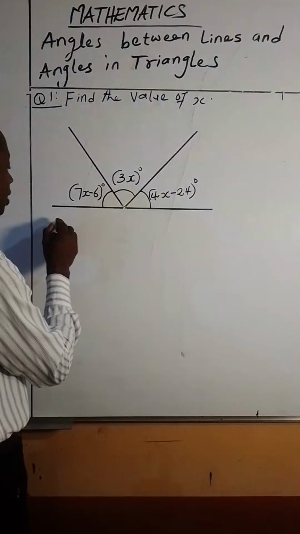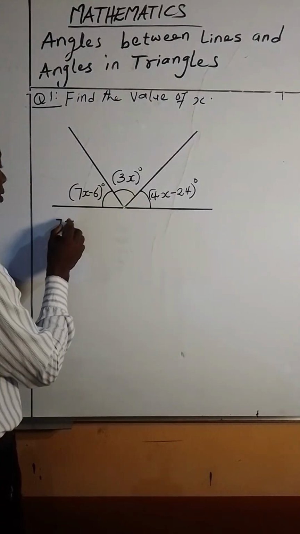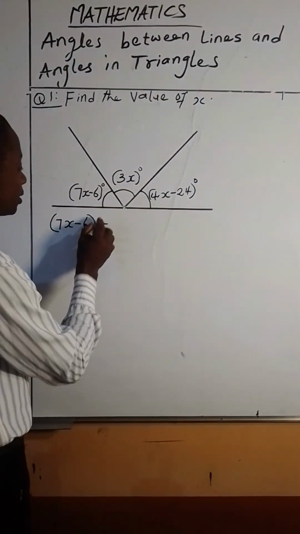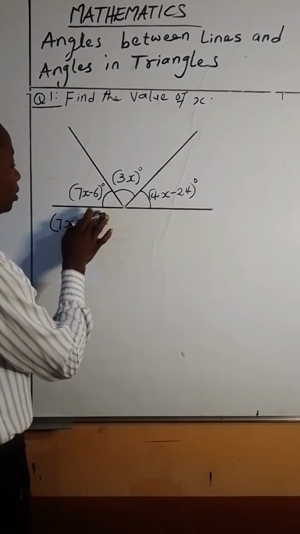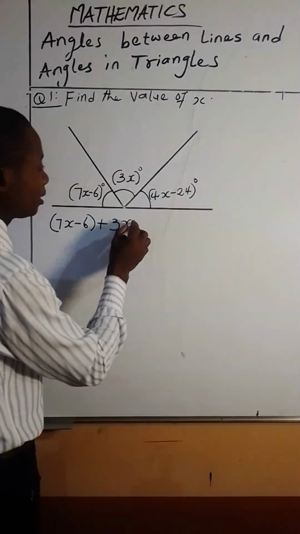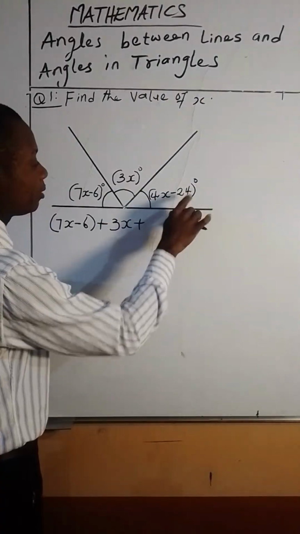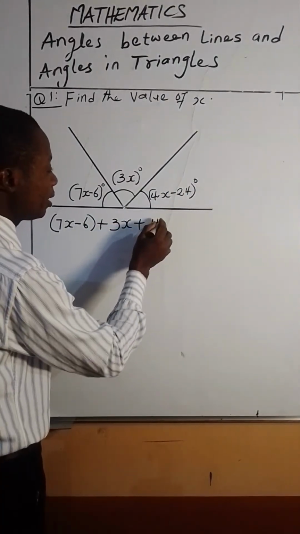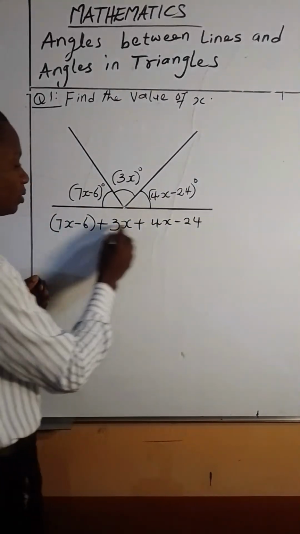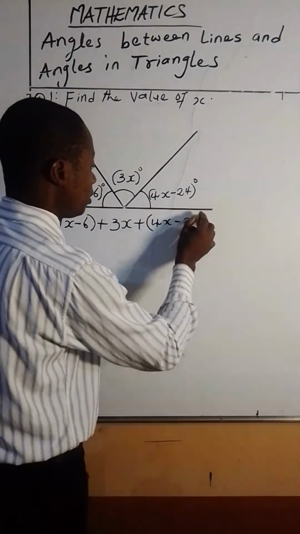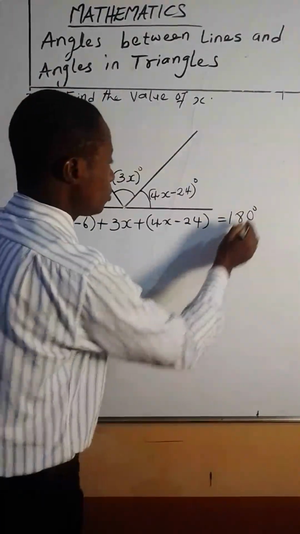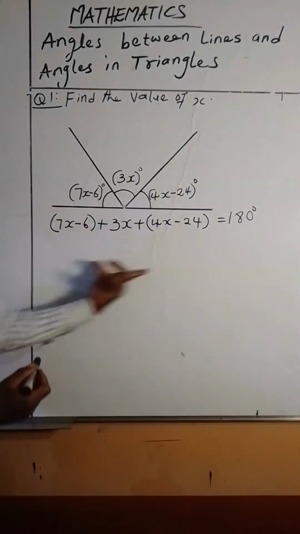So which means we are going to take 7x minus 6, then plus, remember it's in degrees. We will not need to put it, but don't worry. Then here we have 3x. And then this third side, we have 4x minus 24. All these are equal to 180 degrees. So this is what we have.